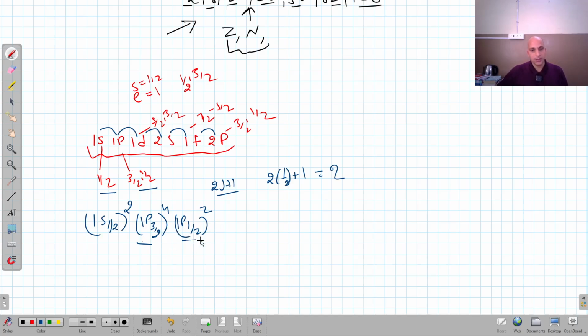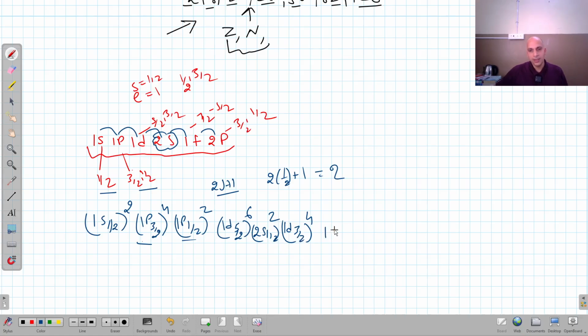Then after 1s, 1p, now 1d. So 1d 5/2, power 6. Then the next is 1d 3/2, with power 4. But we have to remember that 2s will come in between these two: 2s 1/2, power 2. So this is the sequence that we have to remember. 2s will come in between these two.